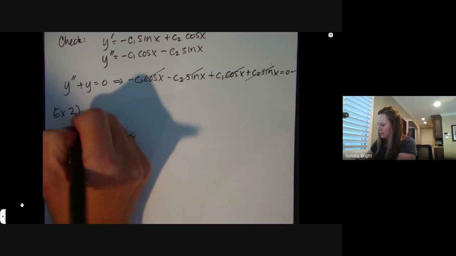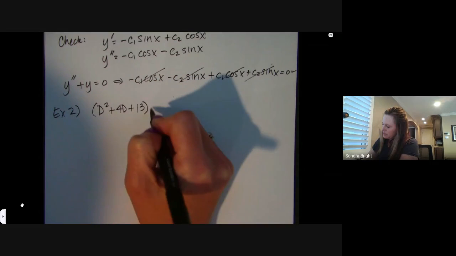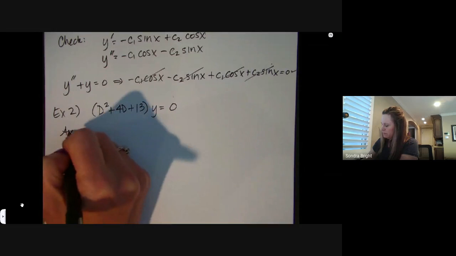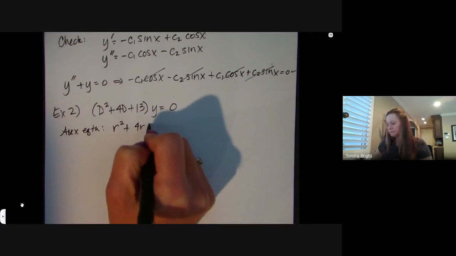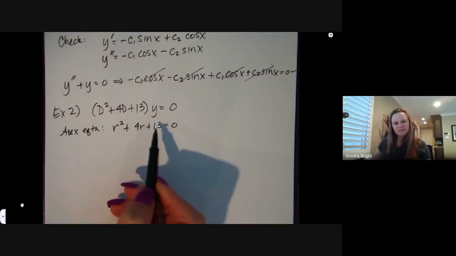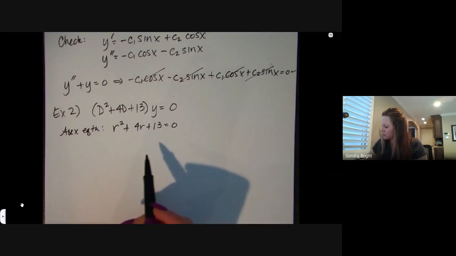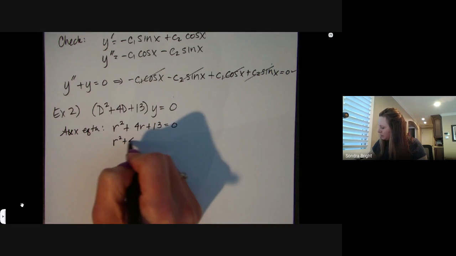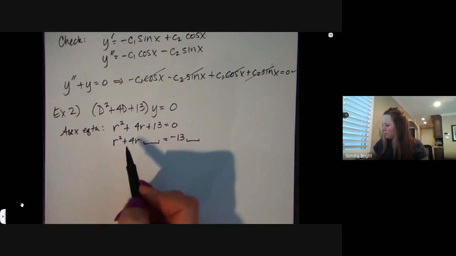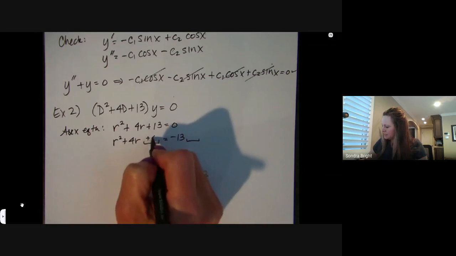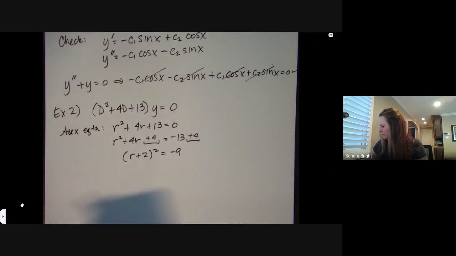This one, we've got D squared plus 4D plus 13 operating on y, and it's equal to 0. So this auxiliary equation is the same one in r's: r squared plus 4r plus 13 equals 0. Two numbers that multiply to 13 but add to 4, not going to happen. So you can do the quadratic formula, or 4 is friendly, so I'm going to complete the square. r squared plus 4r equals negative 13. 4 divided by 2 is 2, and 2 squared is 4. Add that to both sides. This is (r plus 2) squared equals negative 9, which means r is negative 2 plus or minus 3i.